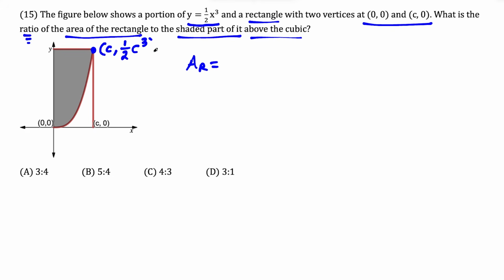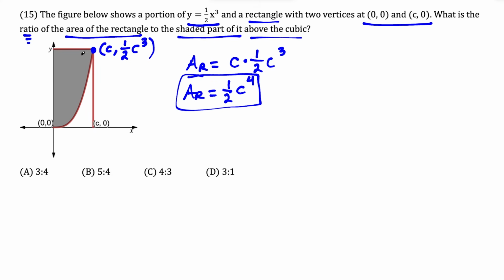Okay, so now I could find the area of the rectangle. I'm going to do the base, which is c, times the height, which is 1/2 c to the third. And now this is going to simplify here. The area of the rectangle is equal to 1/2, and then c to the first times c to the third is c to the fourth. Okay, so this is one piece that we need.